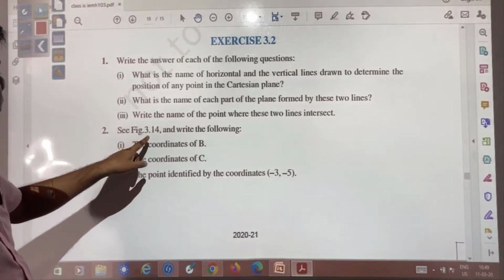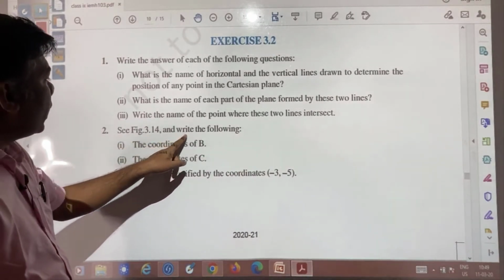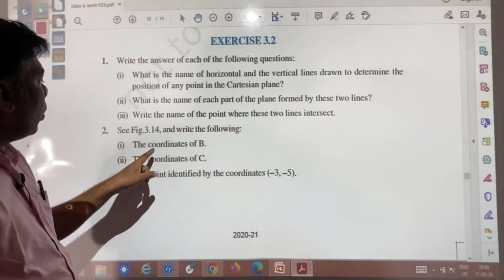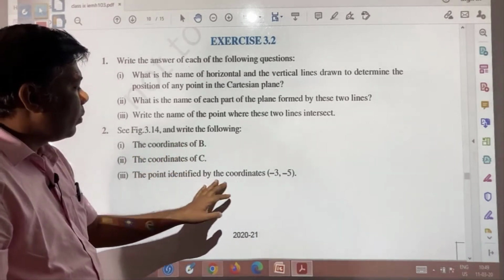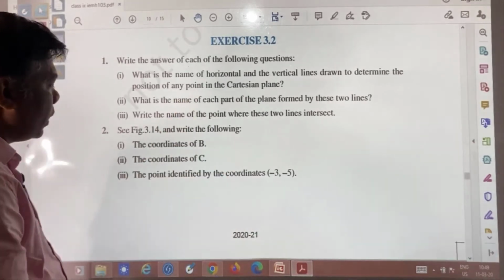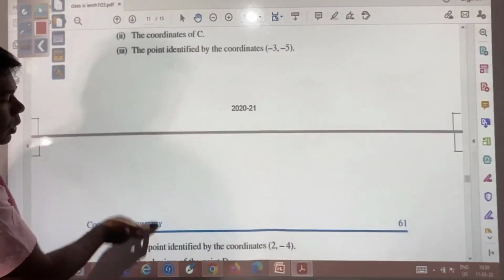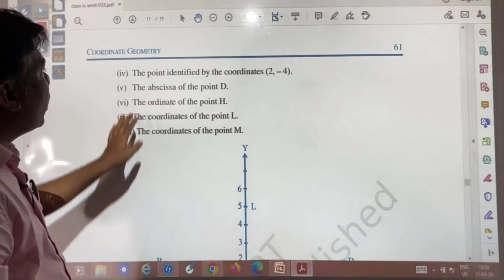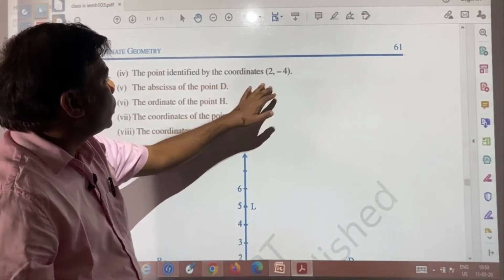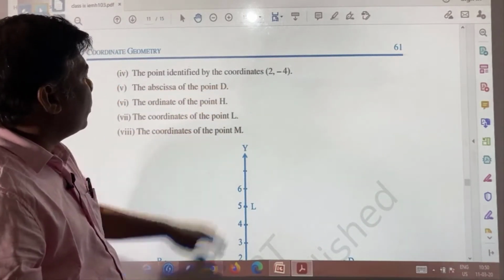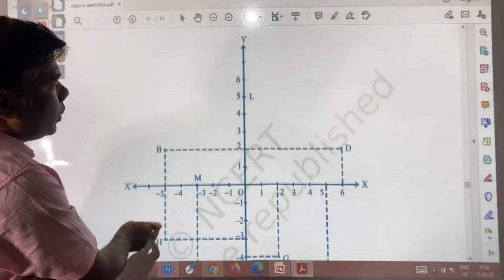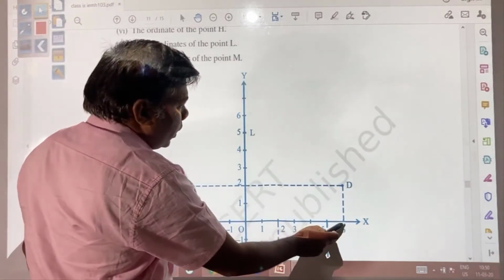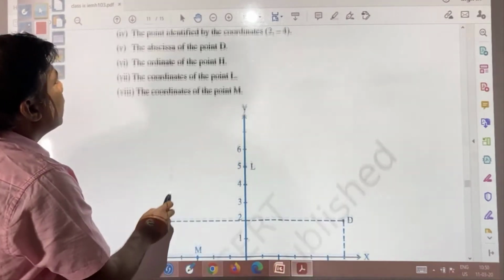Here you see figure 3.14 and write the following. The coordinates of B, the coordinates of C, the point identified by the coordinates that you have already seen. So I hope you will be able to do this. The point identified by the coordinates (2, -4), and the abscissa of the point D. Here you see abscissa means x. So here you see this is 6.